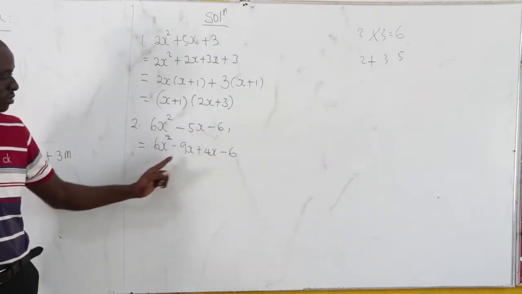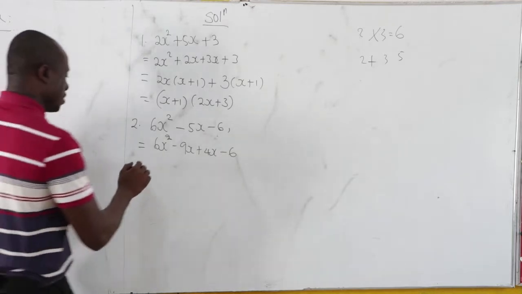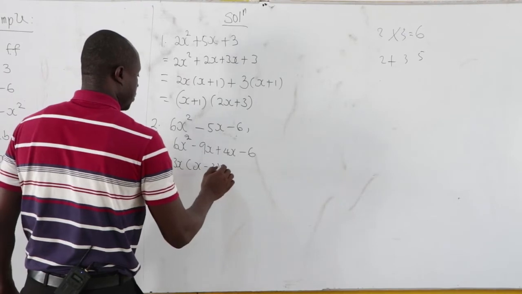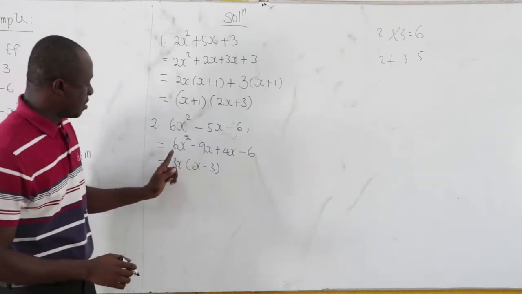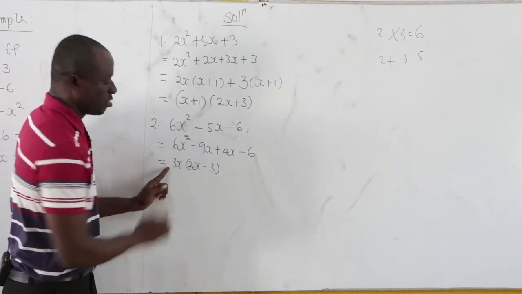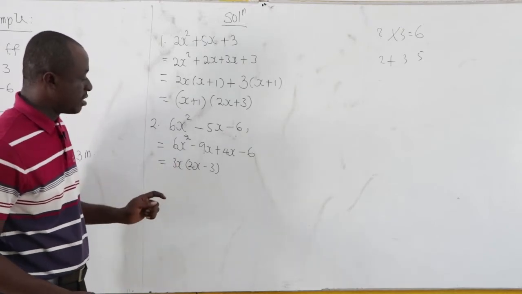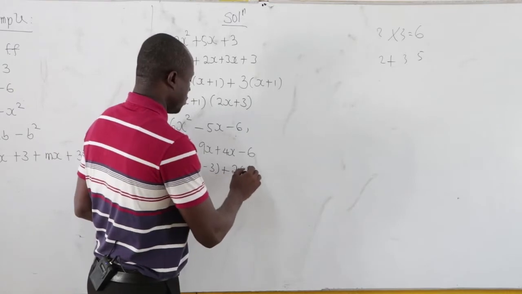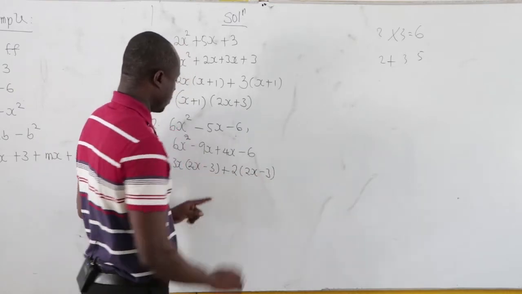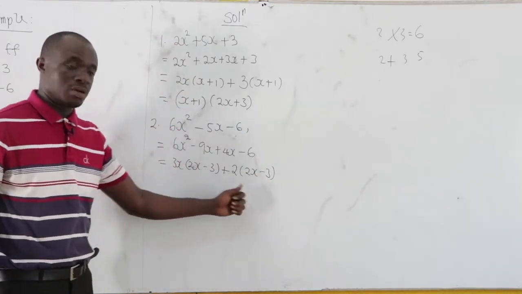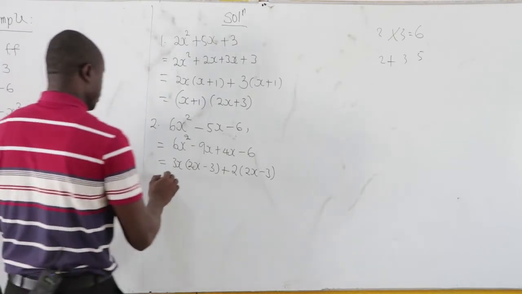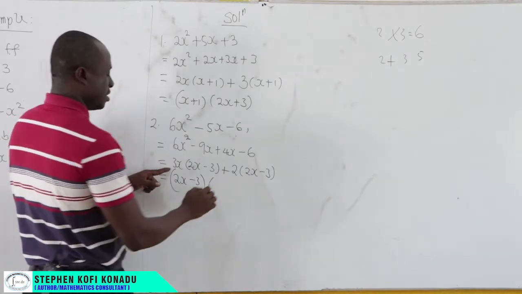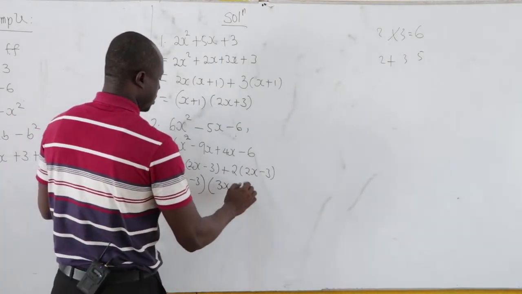Now 3 is common, so we can factorize 3x out. We have x minus 3. But then here, remember it's 6, so there will be 2 over here, 3 times 2 giving us the 6. Now here, 2 is common, so 2 out, we have 2x minus 3. 2x minus 3, 2x minus 3, bring the 2x minus 3 out. So you have 2x minus 3. What is left here? We have 3x plus 2.